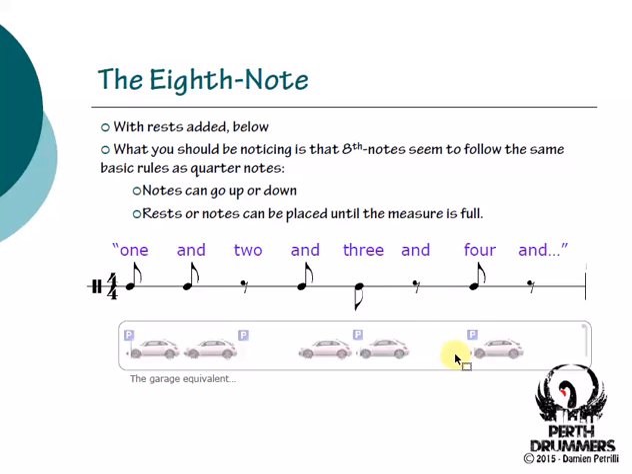So just to recap, you're looking in the second little instance here. The notes can go up or down, and rests can be placed until the measure is full, or you can use notes. But once that measure is full, the same as with quarter notes, if you use rests or notes, it doesn't matter. But once you've accounted for 4 counts and the bar is full, you can't fit anything else, you close that bar and you start a new one. Okay, moving down.